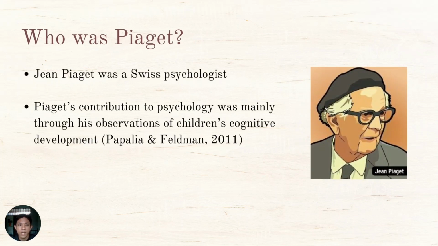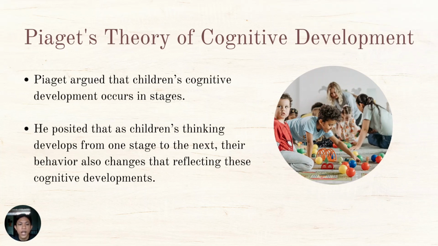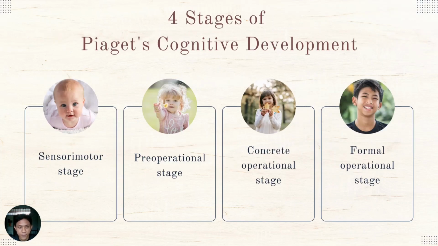So, who was Piaget? Jean Piaget was a Swiss psychologist, and according to Papalia and Feldman 2011, Piaget's contribution to psychology was mainly through his observations of children's cognitive development. Next, we look at Piaget's theory of cognitive development. Piaget argued that children's cognitive development occurs in stages, and he posited that as children's thinking develops from one stage to the next, their behavior also changes, reflecting this cognitive development.